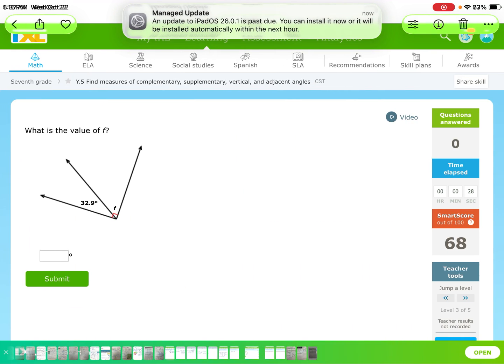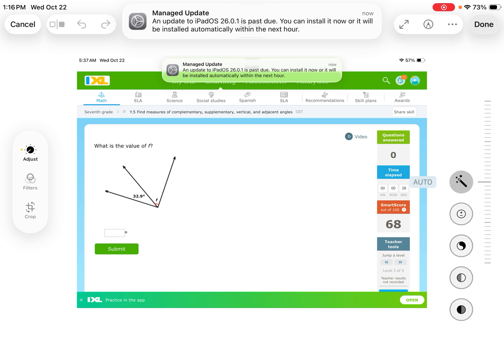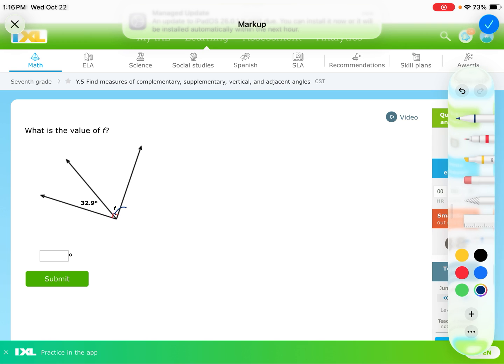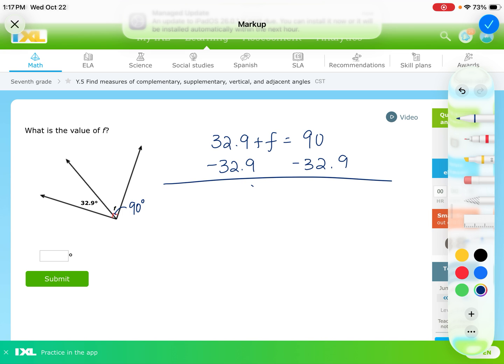And last but not least, this one, writing it as part plus part equals a whole. This is 90 degrees. How do I know that? Well, because of the box, right? So 32.9 plus F should equal the whole. Well, I'm going to take away 32.9 minus 32.9. Okay, put a 0. That's a 10, 9, and 8, right? So that's 1, 7, and 8 minus 3 is 5. Oh, 57, not 67.